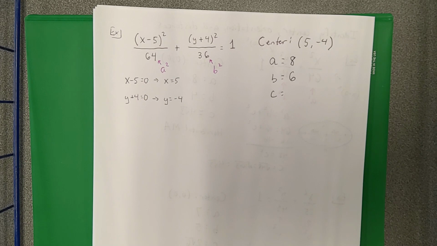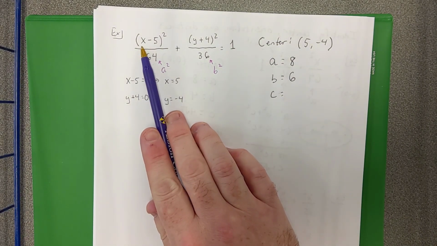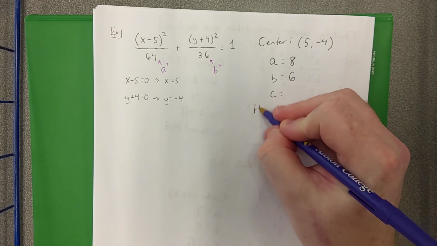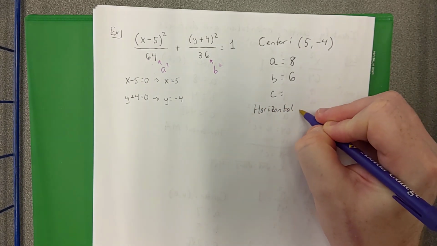As far as the orientation is concerned, the larger denominator is under the x variable. X is our horizontal variable. That lets us know that we will have a horizontal major axis.